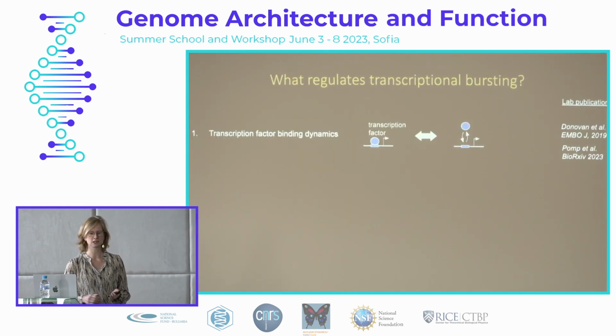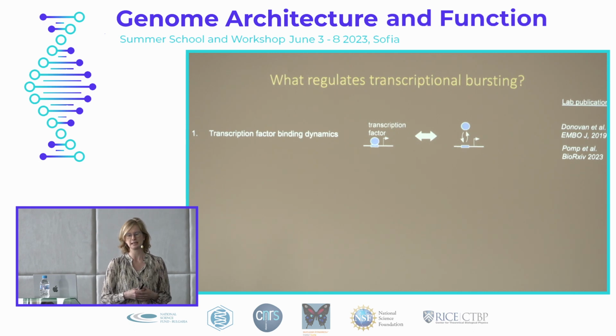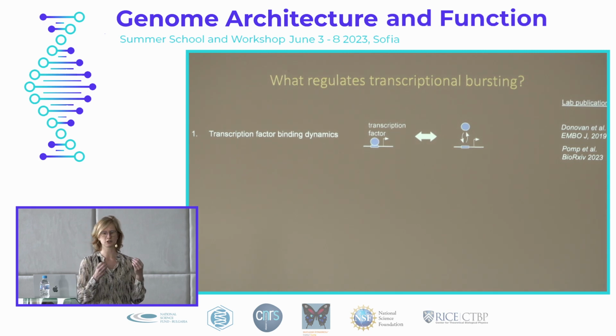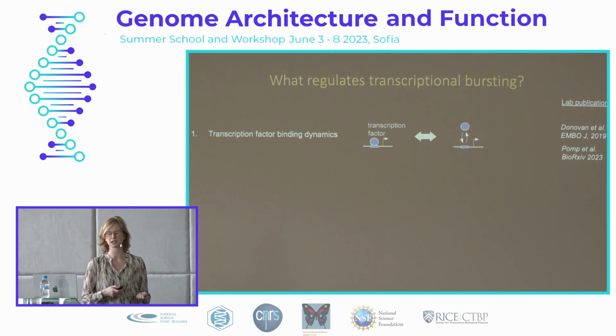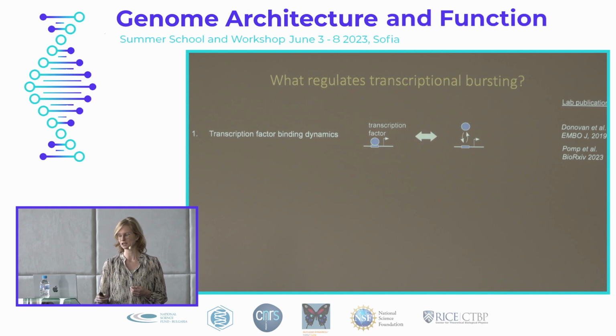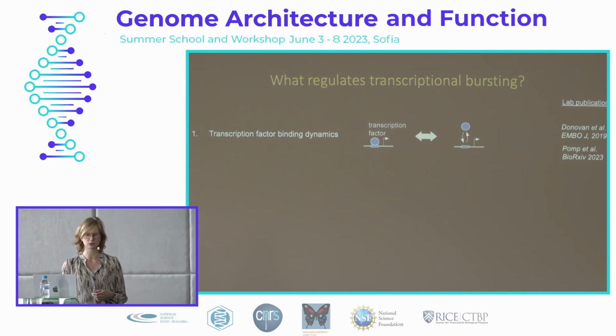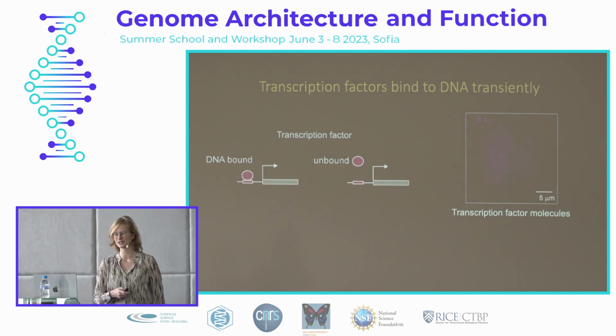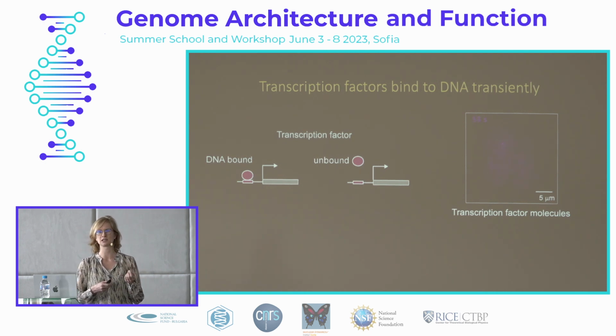So with this method, we try to address what regulates this transcriptional bursting. The first thing we thought about is maybe it's regulated by the transcription factor. As we heard also yesterday, transcription factors are very important proteins that bind to motif sequences in regulatory regions near genes, but they're not static, they're actually highly dynamic, and we wondered how this affects transcriptional fluctuations. When you visualize transcription factors in live cells, you can see that transcription factor binding to DNA is actually highly transient, and it only seems to bind to DNA for a few seconds.